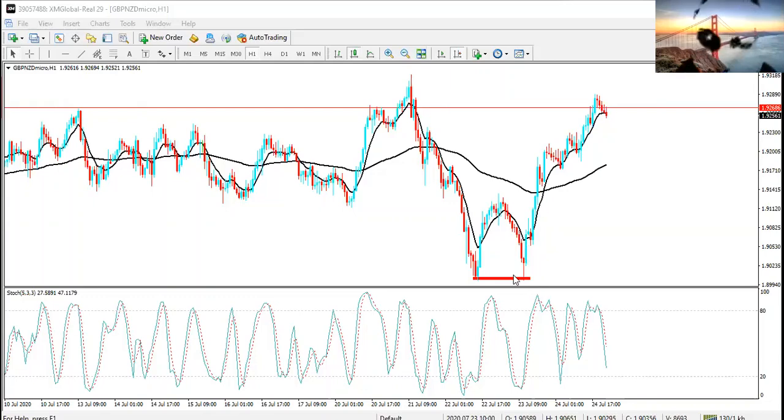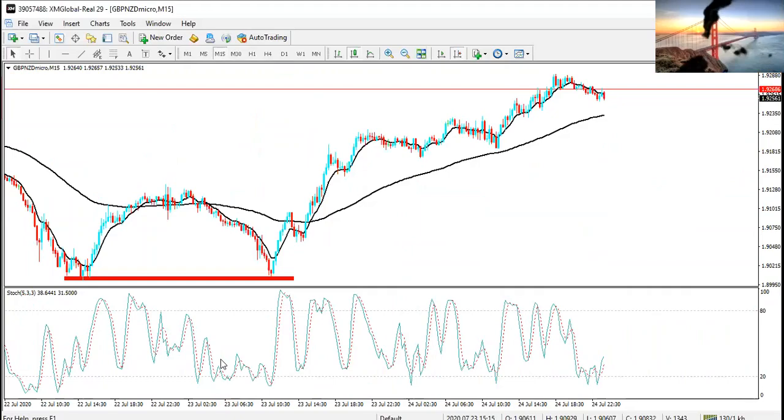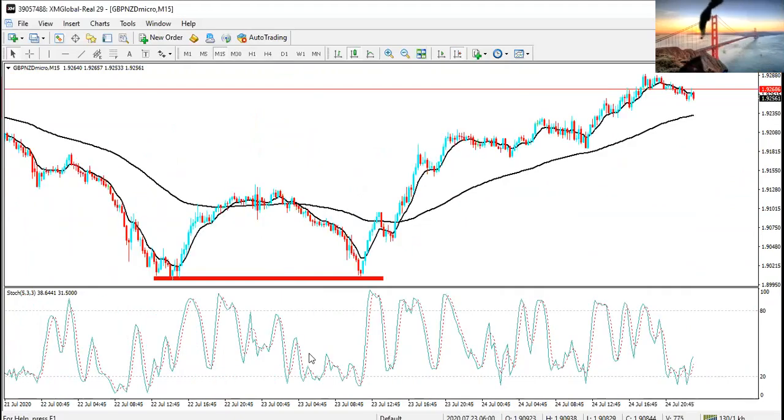If you want, you could use pin bars, but pin bars aren't very accurate. That's the problem with them. So now let's go on to the 15 minutes to get a better entry. Where's the divergence here? There was no divergence. That's the honest truth. Even on this 15 minutes, there was no clear divergence to tell you to enter.